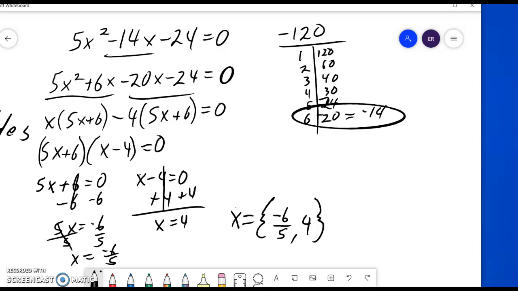Factor out the 5x plus 6. I'm left with x minus 4. Set both terms equal to 0 and solve. I should be able to go from right here. Opposite of 6 divided by 5 is negative 6/5. Opposite of negative 4 is positive 4.